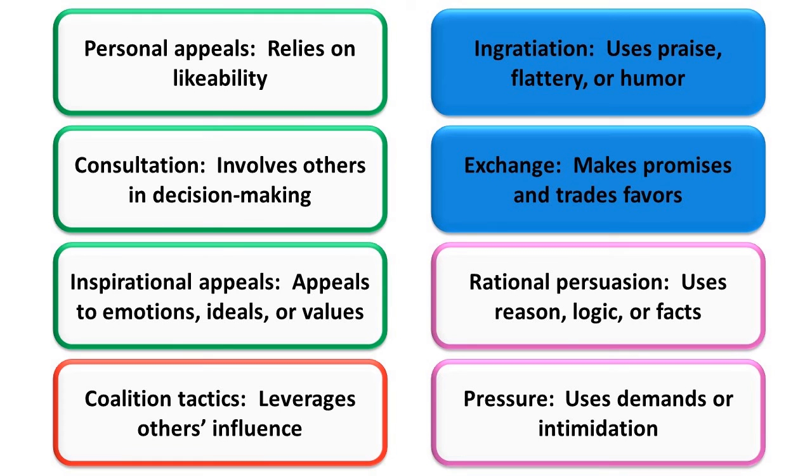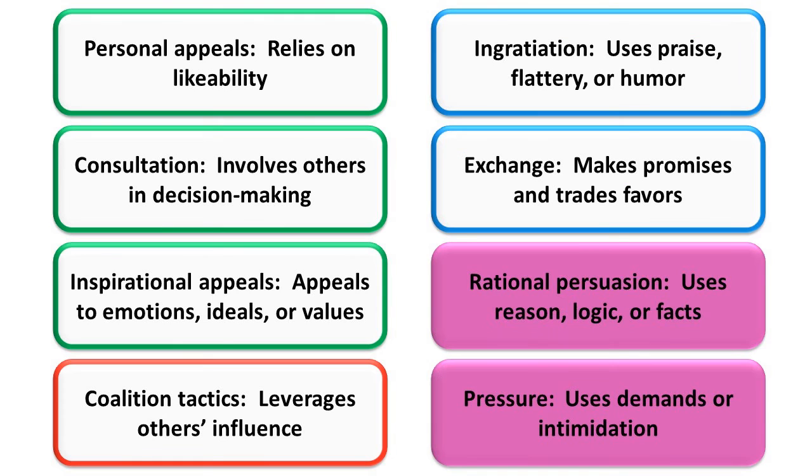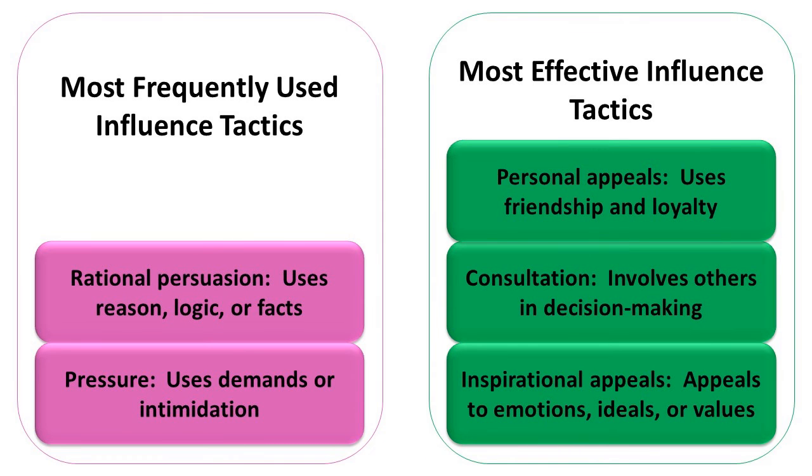Exchange tactics include making promises and trading favors. Rational persuasion relies on reason, logic, and facts to change people's minds. Pressure uses demands or intimidation to coerce compliance. The research suggests the most frequently used tactics, like rational persuasion and pressure, are not the most effective. Instead, personal appeals, consultation, and inspirational appeals are more likely to result in commitment. Social influences play a major role in how we think and act. Managers who understand these social forces are better prepared to offset their influence.